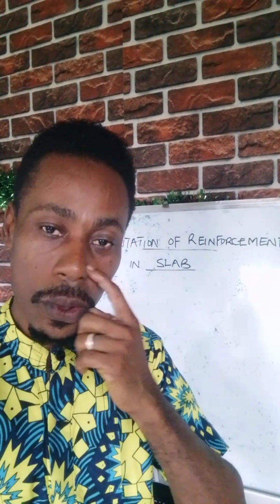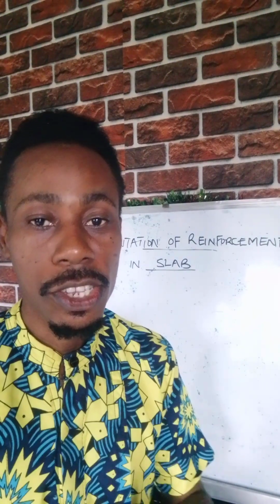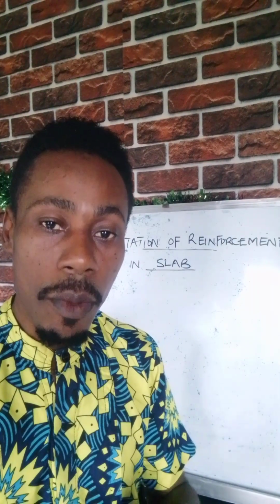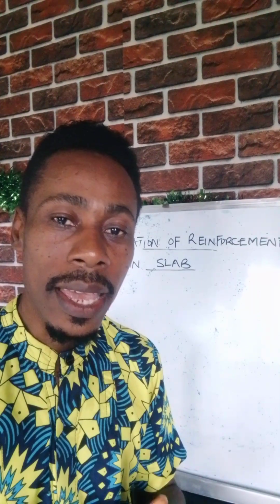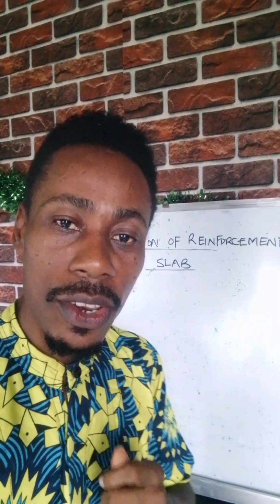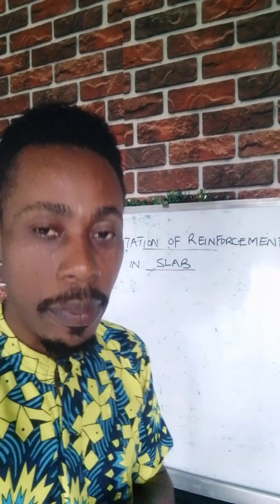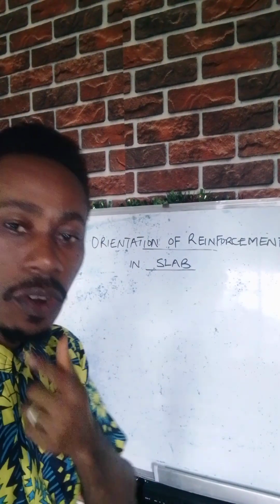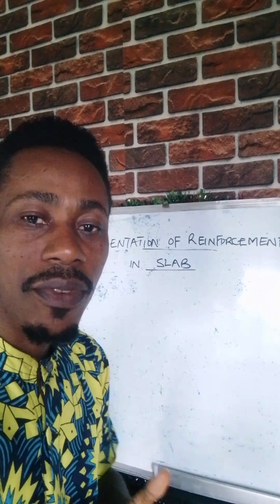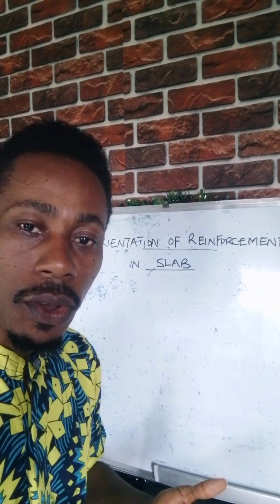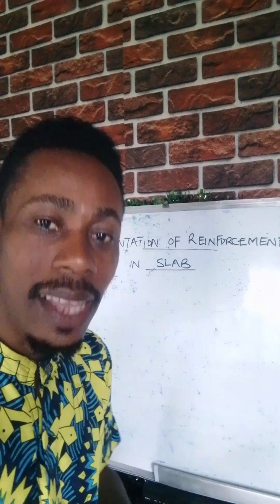Now, I want you to know that slabs are hinged to beams. For them to perform optimally, they should be properly anchored. There should be proper anchorage of these slabs to the beam. But our concentration today is to see how these reinforcements are being positioned in the matted format of slabs.